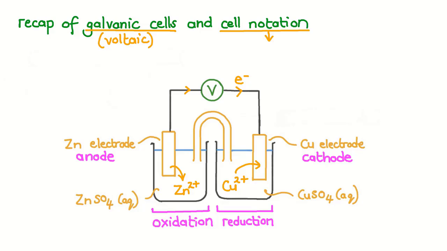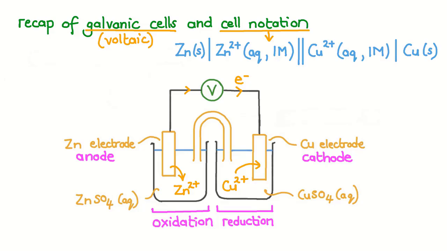The notation for this cell is Zn solid, Zn2+ aqueous 1 molar, Cu2+ aqueous 1 molar, Cu solid. The anode information is written on the left-hand side and the cathode information on the right-hand side, with the double line representing the salt bridge between the two half cells.